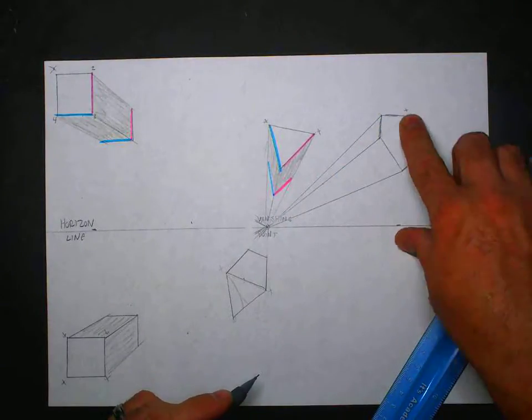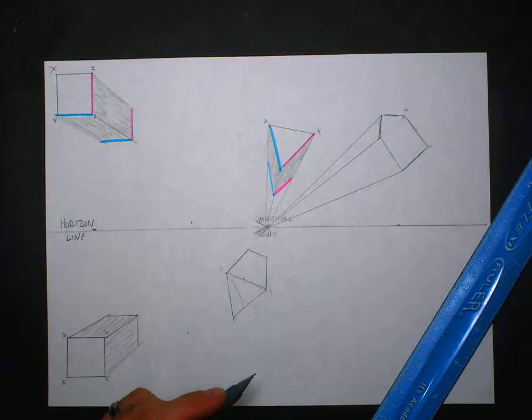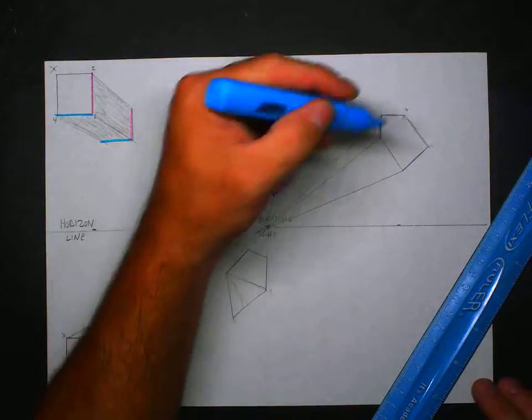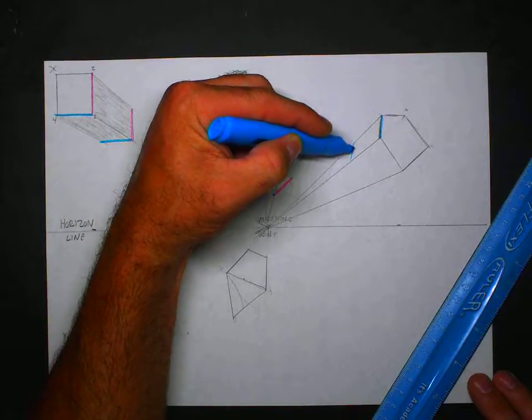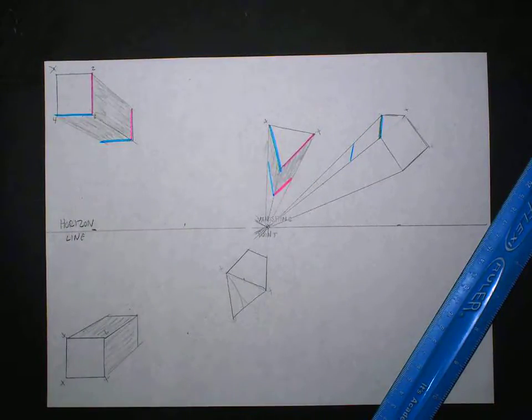I can't get to that one. I don't draw through my object, so we don't do that one. So this one's going to end up looking like a house or a milk carton. This line is tilted, so this line is tilted the same way.